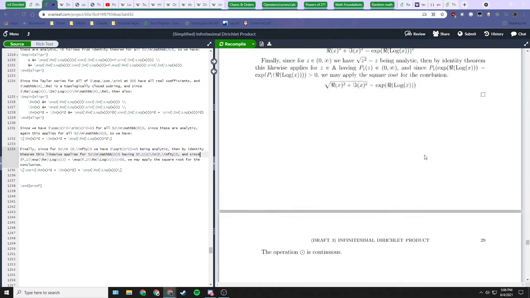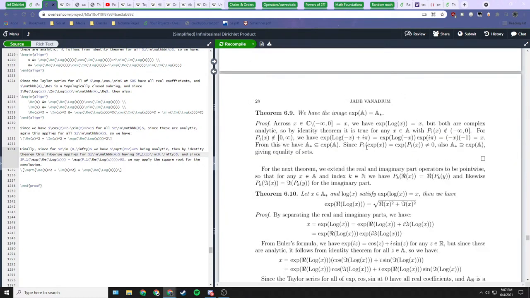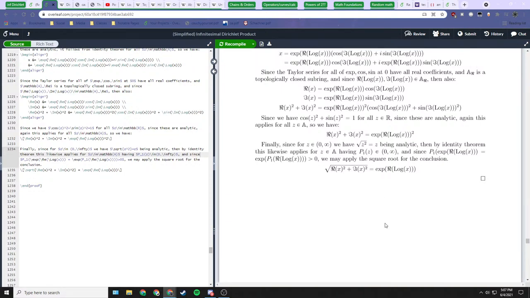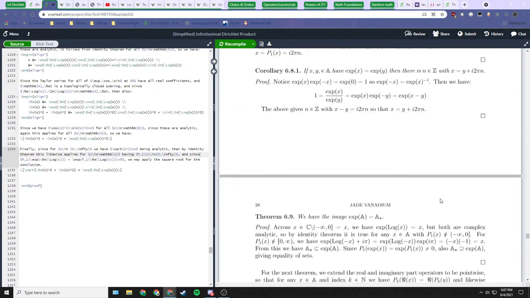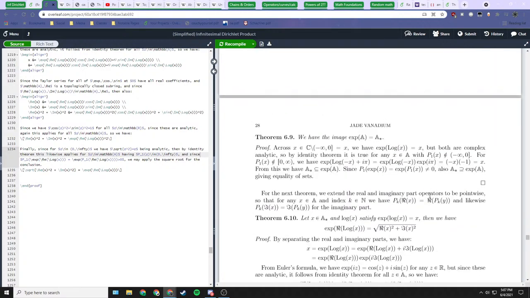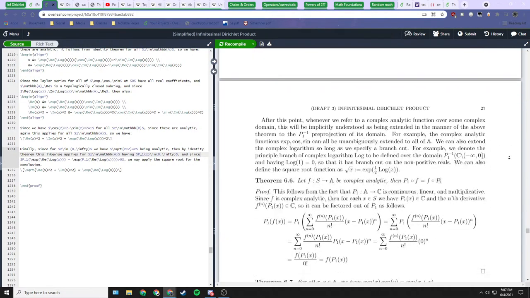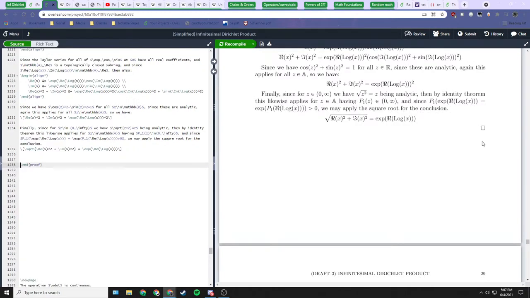It's also a little bit faster, and we have some other corollary ideas here, which is kind of nice. Okay, so that's kind of cool. Let's do another little exercise. These are all very nice. So let's do this. Let's define some other complex exponentials.